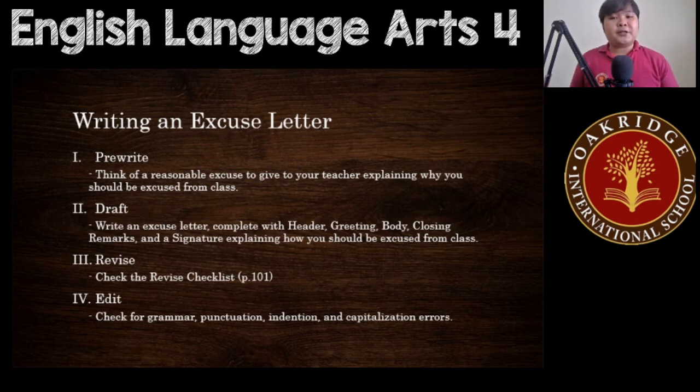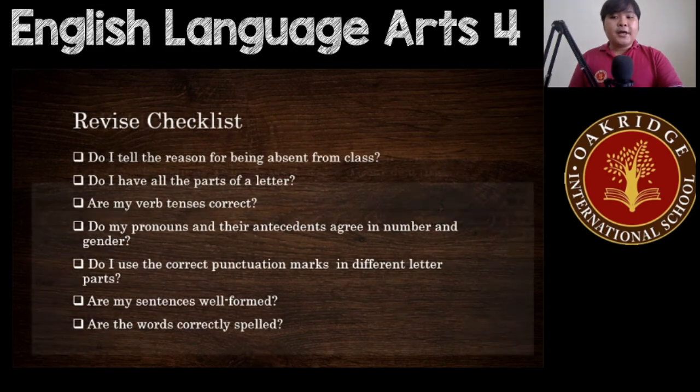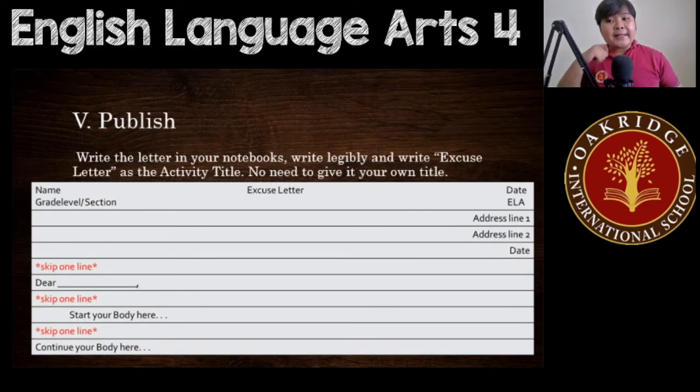And then when you're done with your revise, when you're all good with all of that, check your grammar. In your edit part, check your grammar, your punctuation marks, your indentions. Did you put an indentation? Your capitalizations. Make sure you check all of these. And when you're really done, write the letter in your notebooks. Make sure that you follow this format.